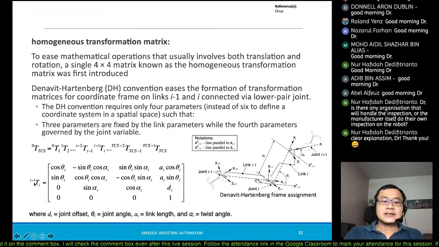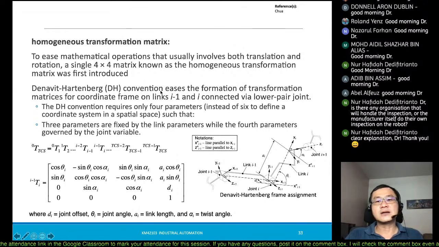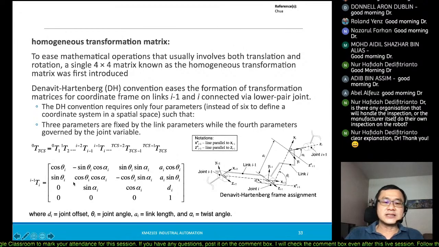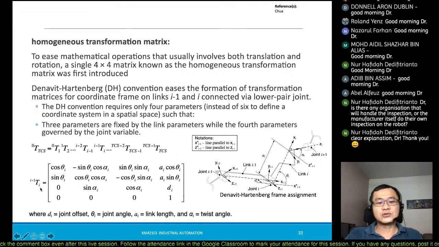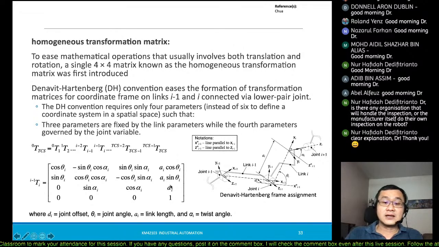Again, for the formation of this Denavit-Hartenberg convention, if you are interested, you can always check the robotics book by Craig, right. So this is the Denavit-Hartenberg frame assignment, and this is the relationship between the previous frame and the next frame. This is the coordinate, all right. So you have theta 1, alpha 1, then you have d 1 and a 1, right. So 4 parameters that tell the whole transformation matrix, right.